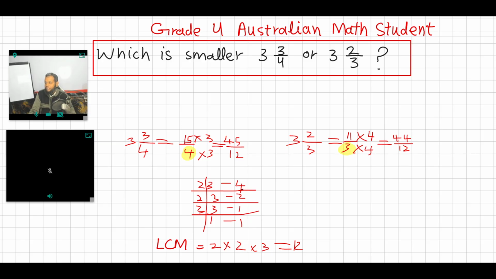Are you writing? This is 44 over 12 is smaller. 44 over 12 means 3 and 2 over 3. You should write 3 and 2 over 3 is smaller than 3 and 3 over 4. Okay, it is good.